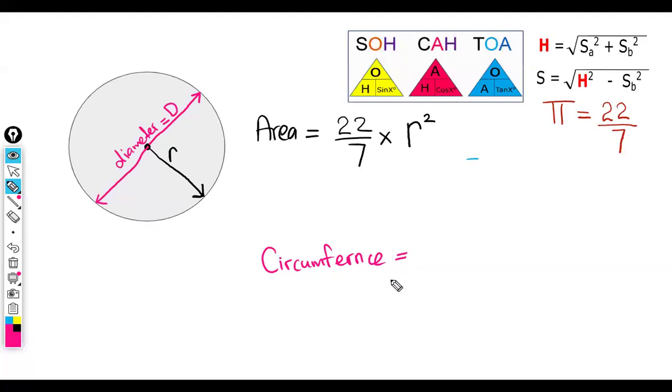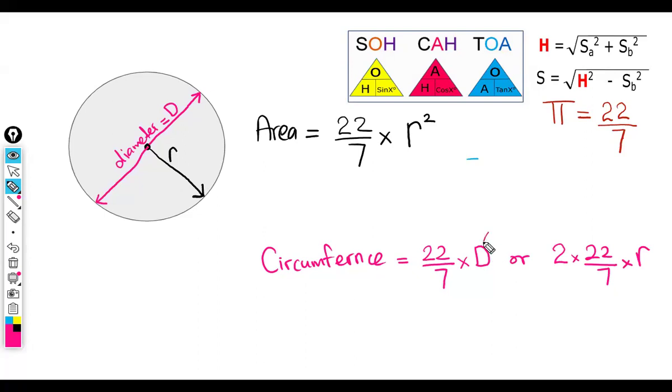That's the distance around the circle. There are two formulas you can use, right? Pi, which is 22 over 7, multiplied by diameter, or 2 multiplied by pi multiplied by radius. Any one of these will give you the same answer for the circumference. The diameter is always twice the length of the radius.